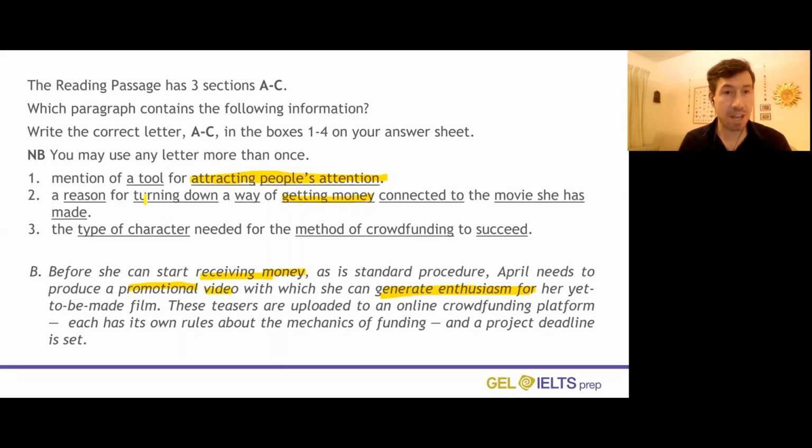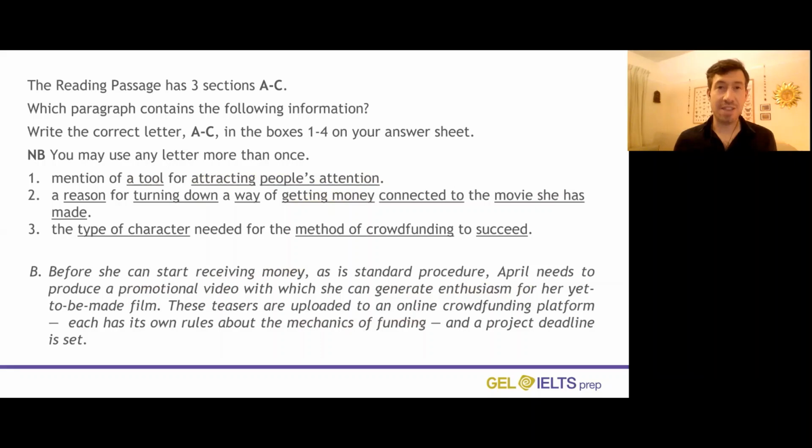And the video here would be the tool. So it looks like number 1 is the correct answer because we can see that it's got a tool, synonym video, attracting people's attention. Well, it's a promotional video, and it's generating enthusiasm for her film. If we keep looking, we can actually see as well that we've got mechanics of funding and getting money. They're synonyms, but again, this is a distractor. So just be careful of just looking for those keywords.